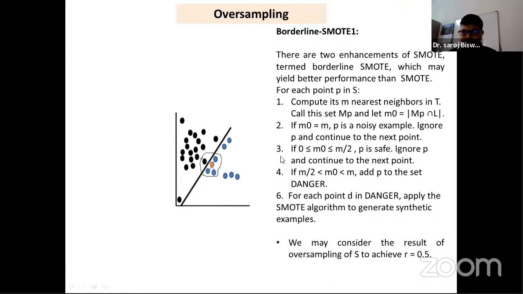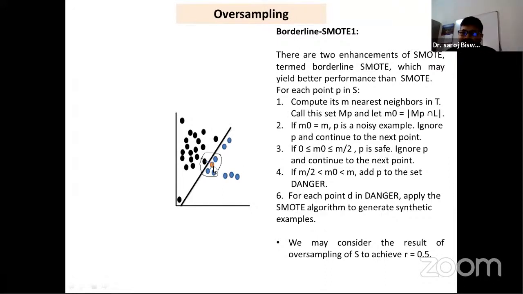Now coming here: if M0 is greater than or equal to 0 and less than or equal to M by 2. The value of M0 is 1, and M is 4, so M by 2 is 2. So 0 is less than or equal to 1, which is less than or equal to 2. In this case, this condition is satisfied. If this condition is satisfied, then what does it say? It says that P is safe. Ignore P and continue to the next point.